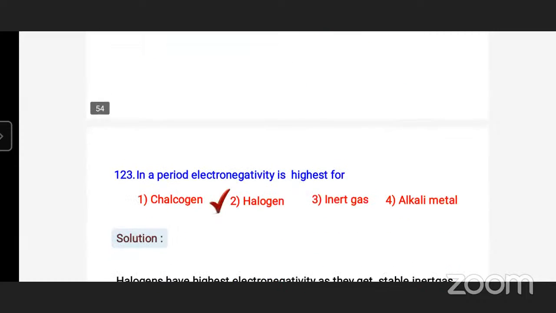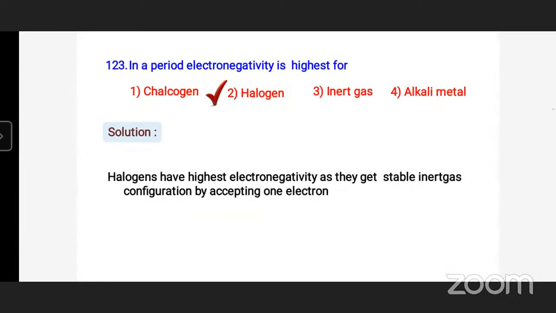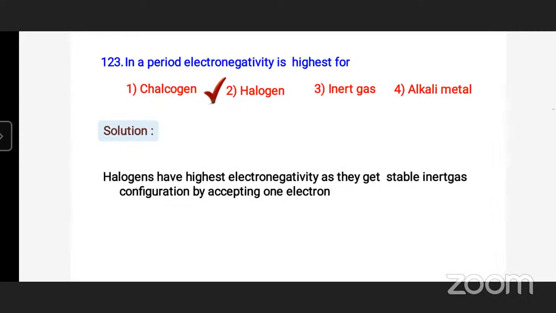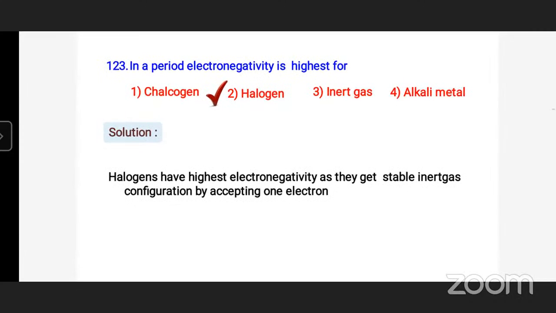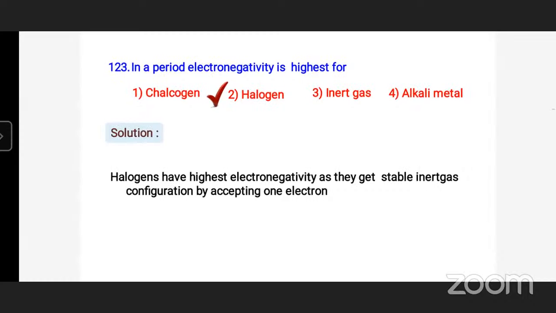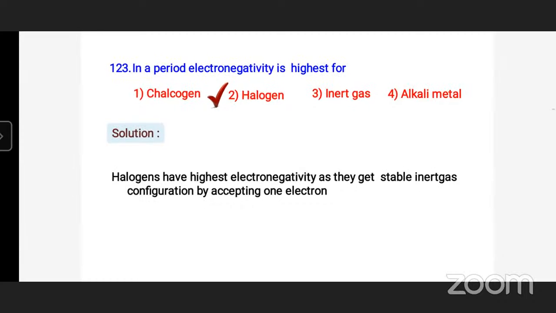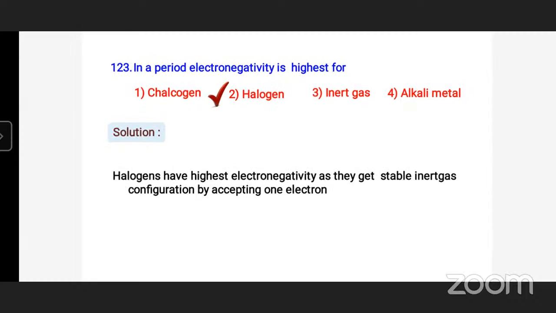Okay, right. In a period, electronegativity is highest for chalcogens, halogens, inert gases, or alkali metals. From left to right in the periodic table, atomic size decreases and electronegativity increases. So halogens have the highest electronegativity value, because halogens get a stable inert gas configuration by accepting one electron. So the second option is the right option.